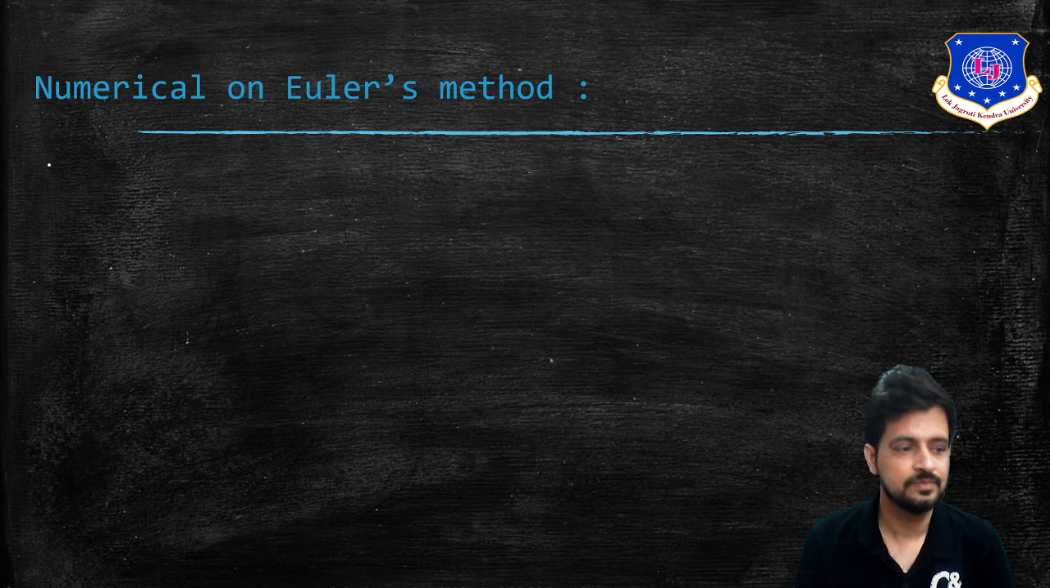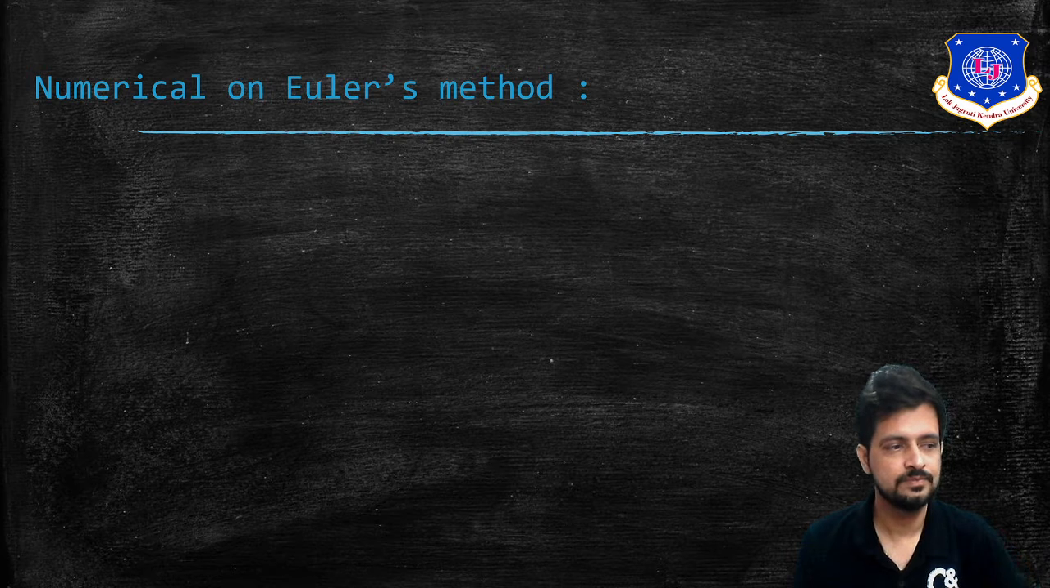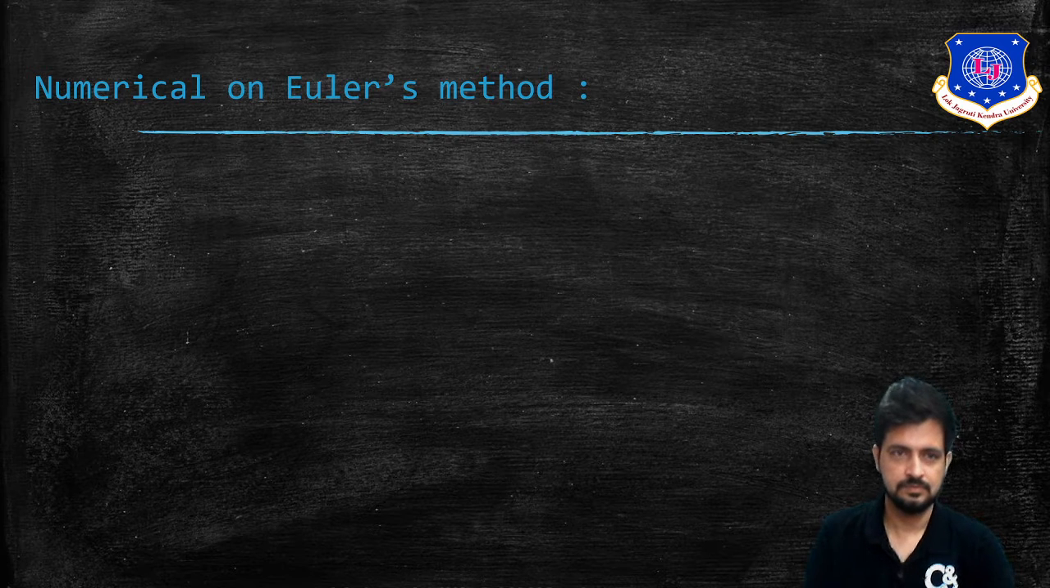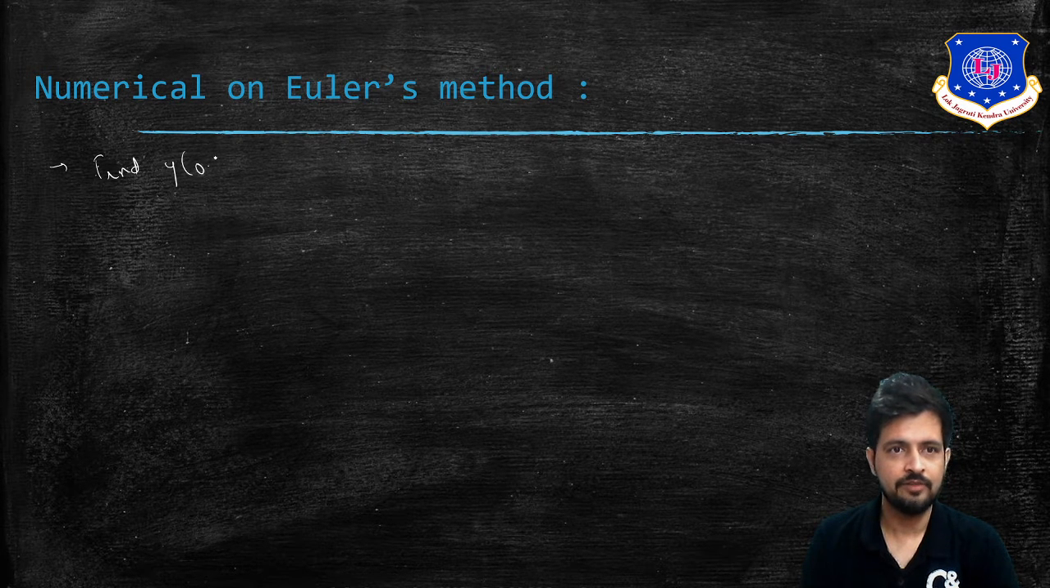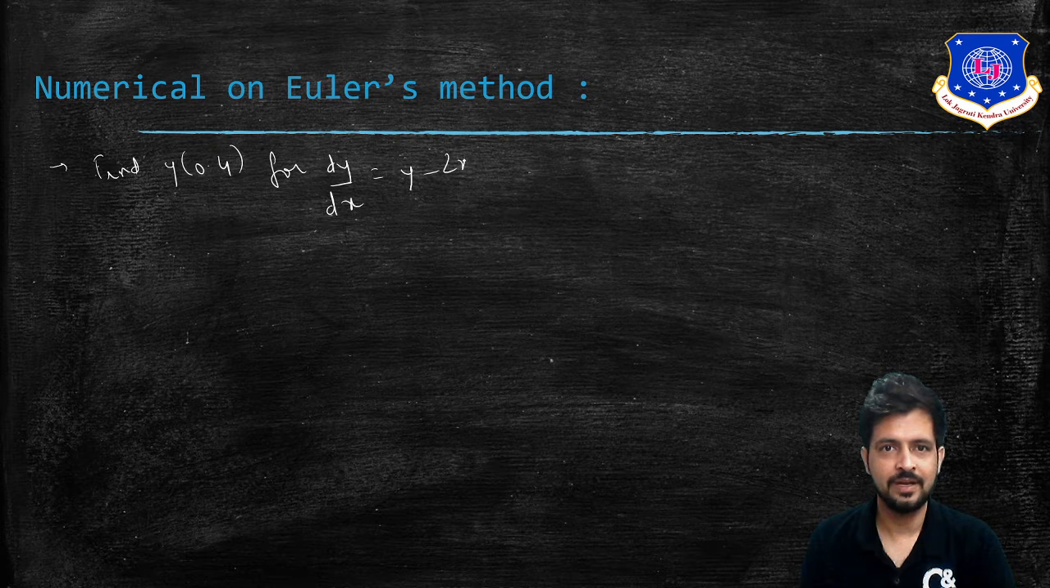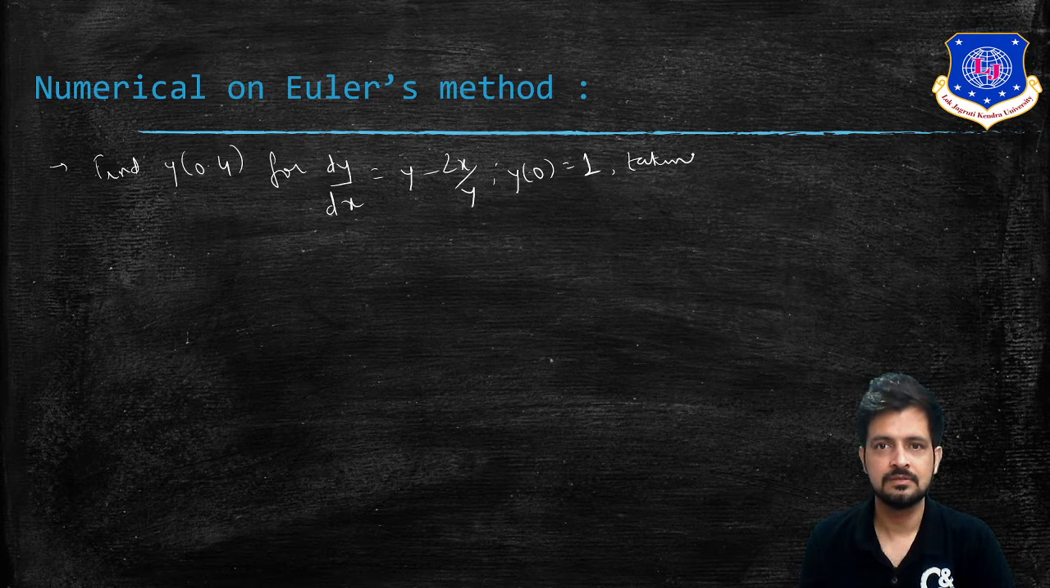See what is given. Let us consider one numerical. Find y of 0.4 for dy by dx is equal to y minus 2x by y, and the initial value is given, y of 0 equals 1, and we have to take h equal to 0.1.